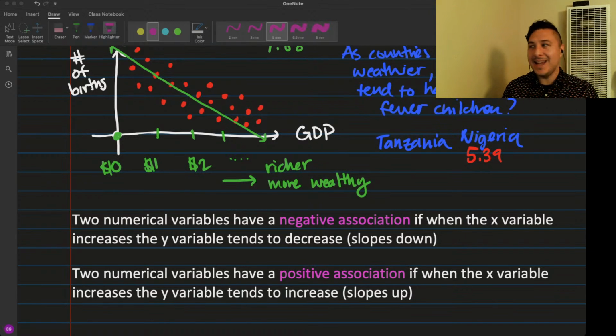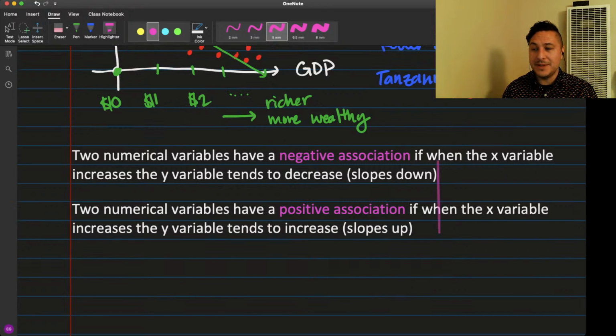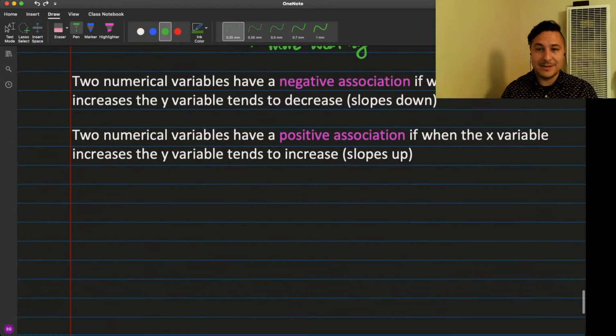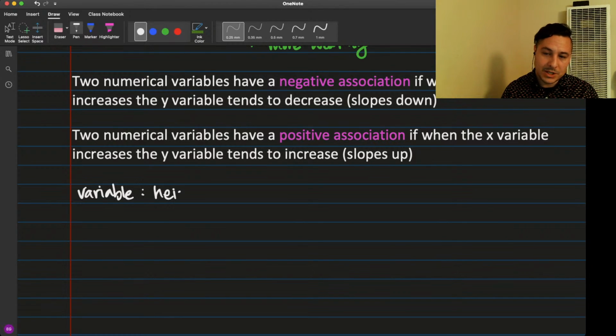Okay, can I start back up? Any objections to continuing? Okay, cool. So let me draw a picture of what a positive association might look like. We'll come up with some new variables. Let's have one of our variables be height, measured in centimeters, and the other variable be weight, measured in kilograms.